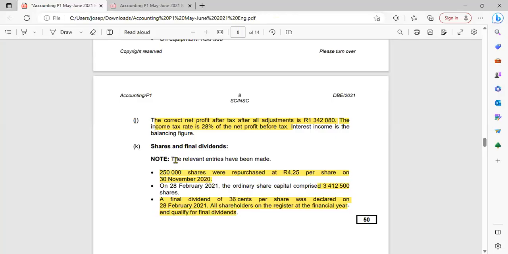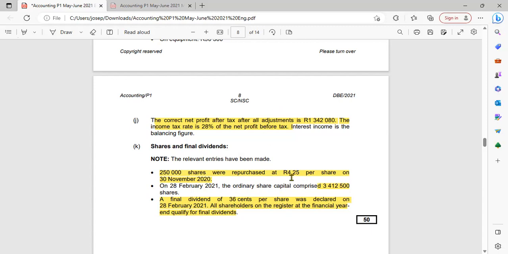Right. So this information that is provided is based on shares and dividends. Remember, guys, we are now going to do the part of the repurchased shares. My information here is 250,000 shares were repurchased at 4.25 cents per share on 30 November. Meaning 4.25 cents is the total share price, right?